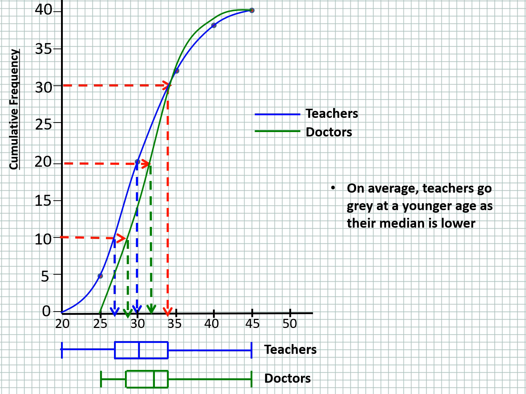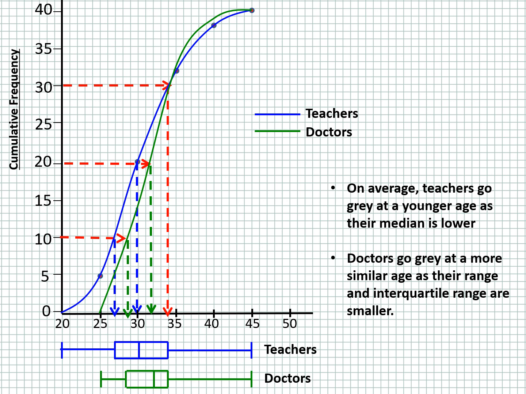Okay, and the second thing we do is we compare a measure of spread, and that's indicated by the length of the box. So the box for the doctors is smaller. Okay, so that means there is less variation for the doctors. So within the context, what that means is doctors go grey at a more similar age.